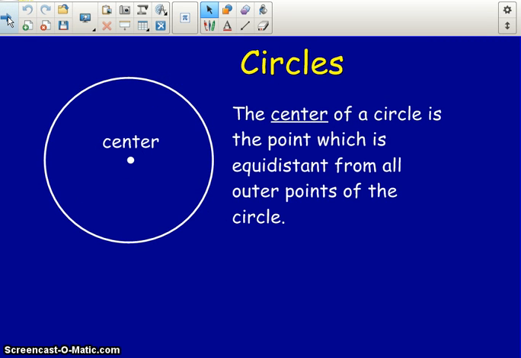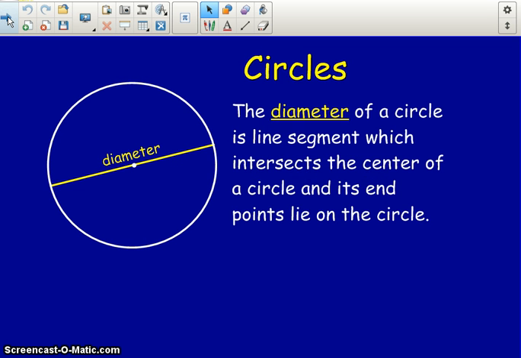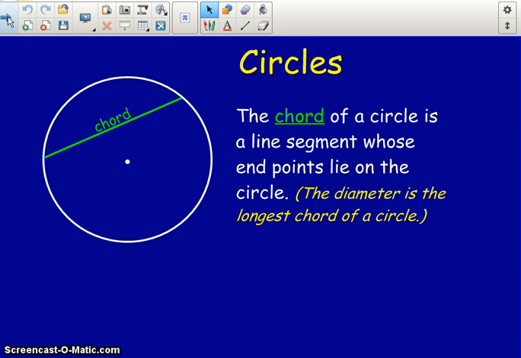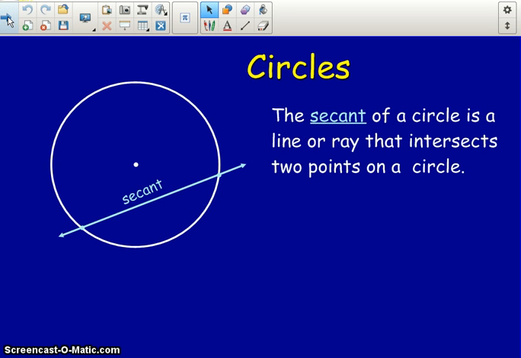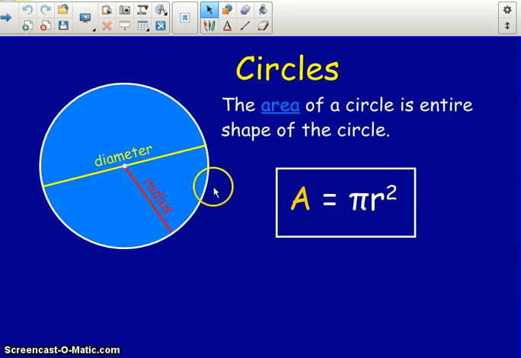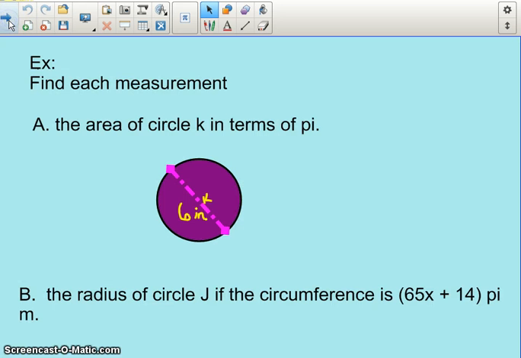So here's the definition of a center of a circle. Here's the definition of a diameter, definition of a radius, definition of a chord, definition of a secant. There's the circumference and the circumference formula. You definitely want to make sure that you put that formula in your notes somewhere. There's the area formula for a circle. Make sure you have that also.